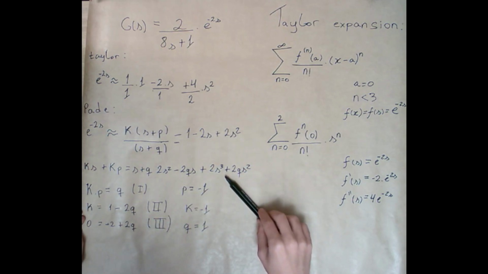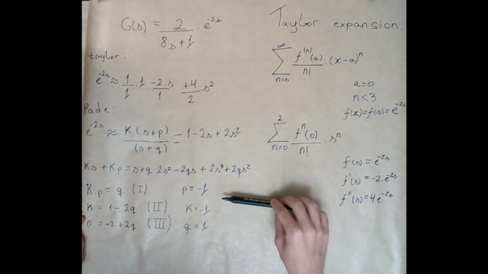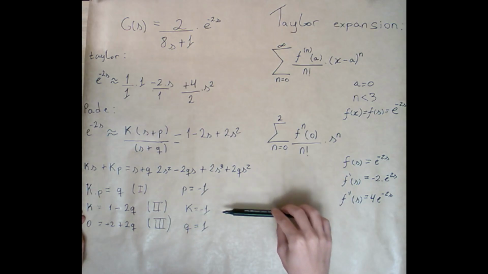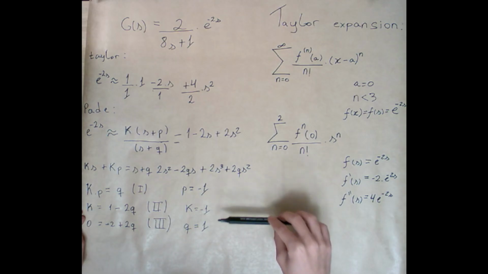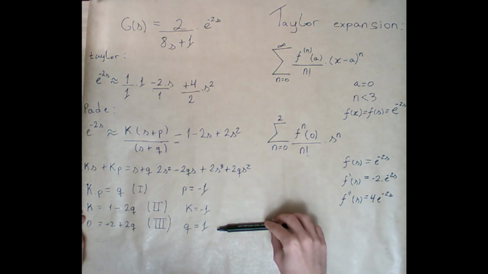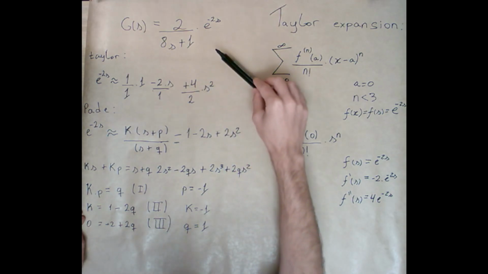We also can just disregard the third order term. With this, we can get to the values of the constants that we were after, that is p equals minus 1, k equals minus 1, and q equals 1, which we're going to input in this formula and then use it to calculate an approximation for G(s).